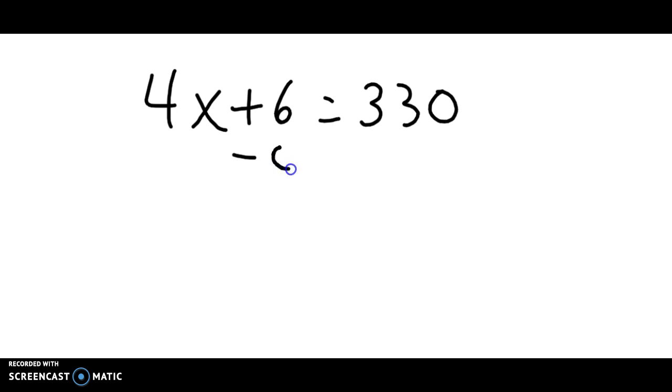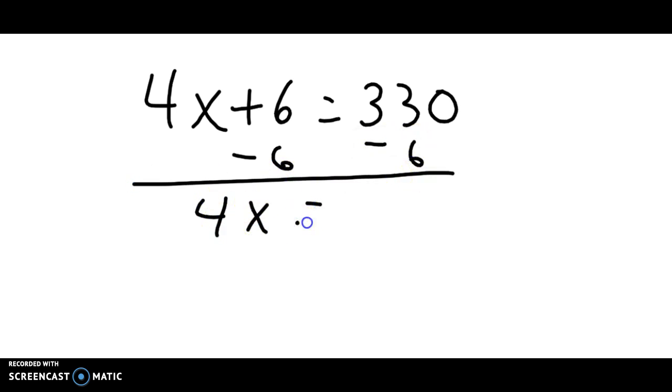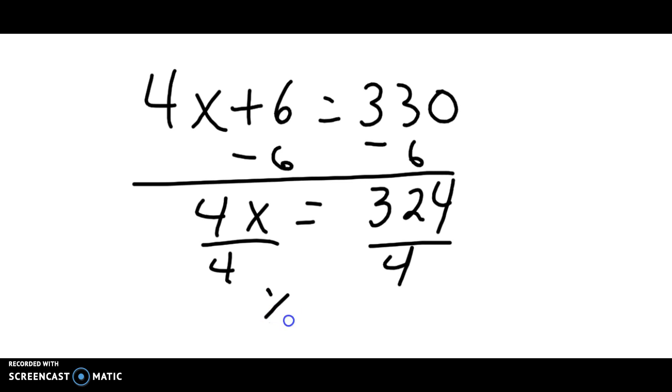We're going to subtract 6 from both sides. It gives us 324. When we divide by 4 on both sides, we get x equals 81. Okay, so we're going to go back to our rule. Our rule is that's our smallest number, that's our first number. And then to find our next number, we have to add 2 to it, and it's going to give us 83. So those are our two numbers, but we have to follow the rule to check it.